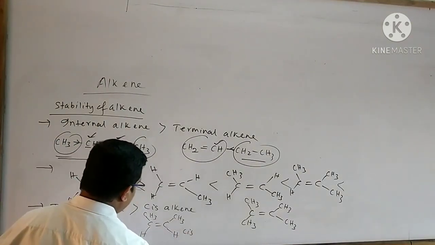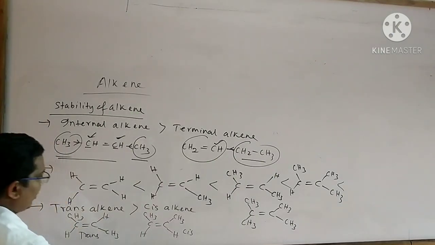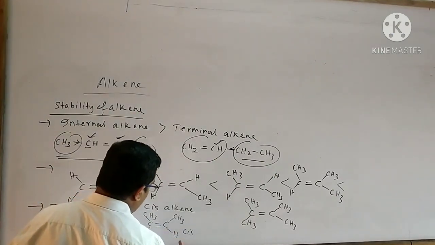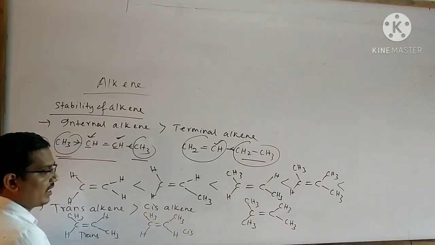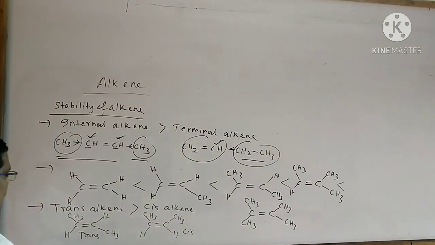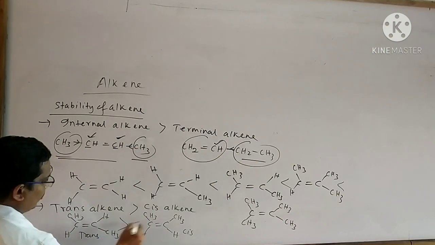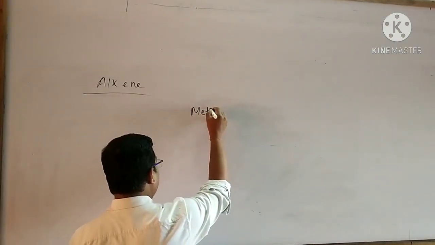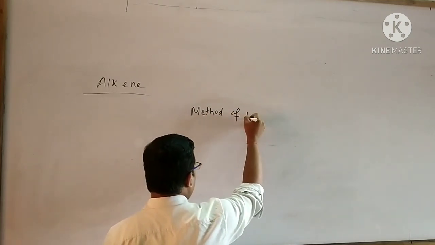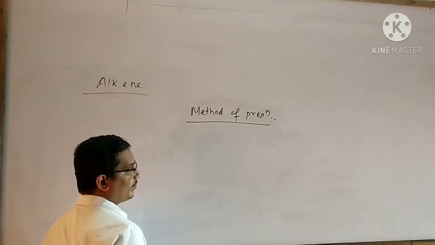Look at that. In case of trans isomer, the distance between 2 alkyl groups is more as compared to the distance between these alkyl groups in case of cis isomer. So the repulsion is less as compared to cis isomer. So trans isomer is more stable than cis isomer. Next I will explain about the method of preparation of alkene.